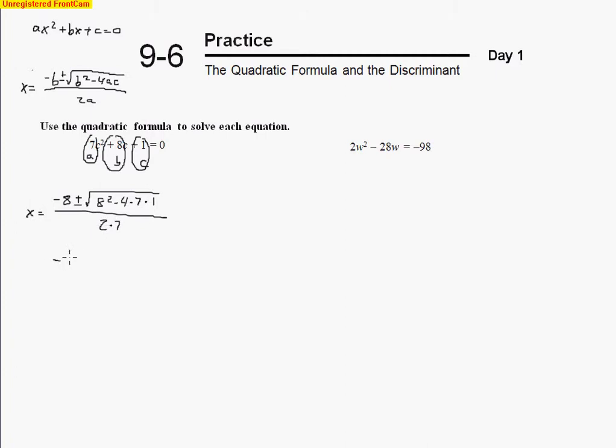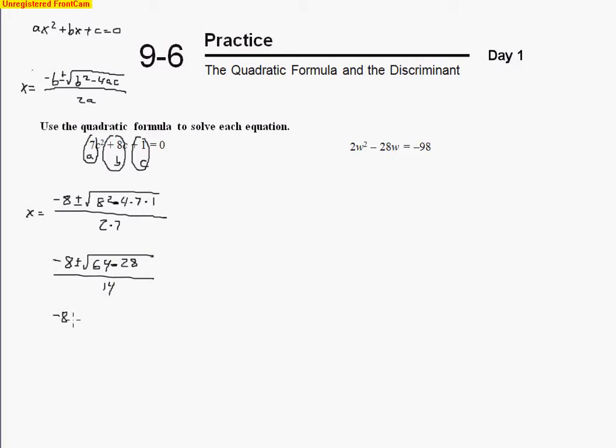So we do some work. Negative 8 plus or minus the square root of 64. Now, we have one negative sign, so that means we're going to subtract. You either add or subtract underneath the radical sign. If you have one or an odd number of negatives, then you subtract. An even number of negatives will make a positive, so you end up adding. In this case, I'll end up subtracting, and it's all over 14.